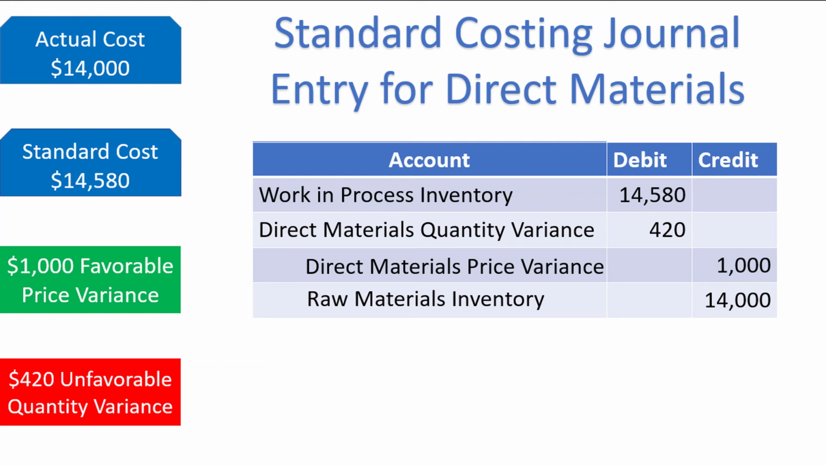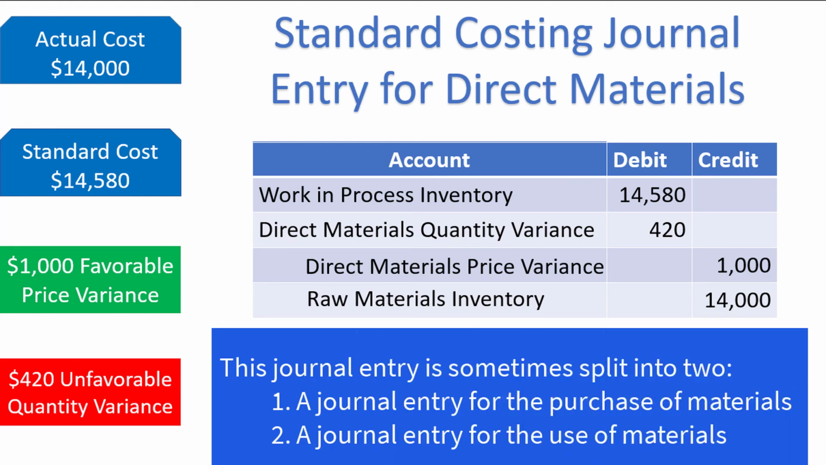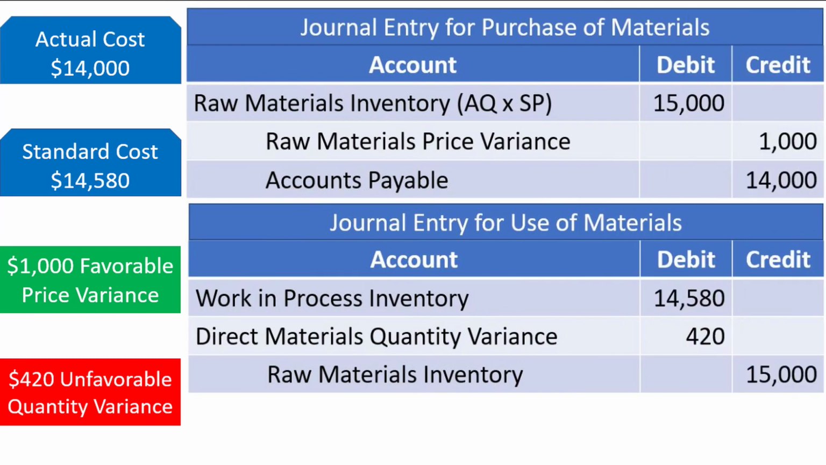Now, this journal entry is sometimes broken into 2 separate journal entries. The price variance really should be recorded at the point of purchase, and the quantity variance should be recorded when the materials are used, and the materials might not be purchased and used on the same day. Split up, the 2 journal entries look like this.